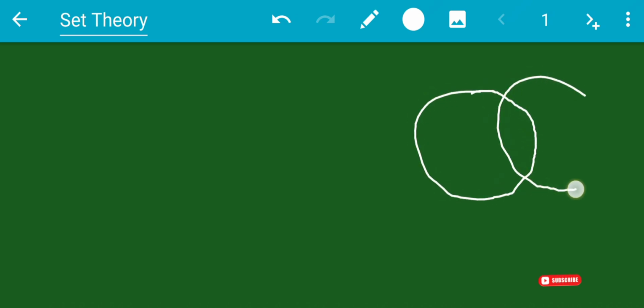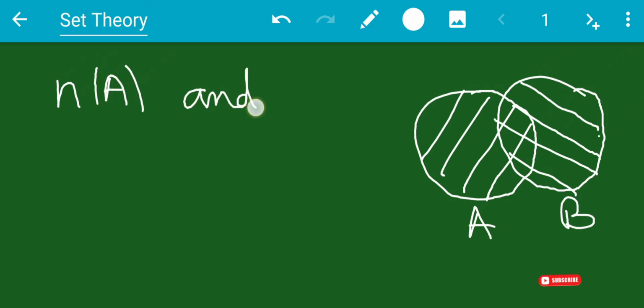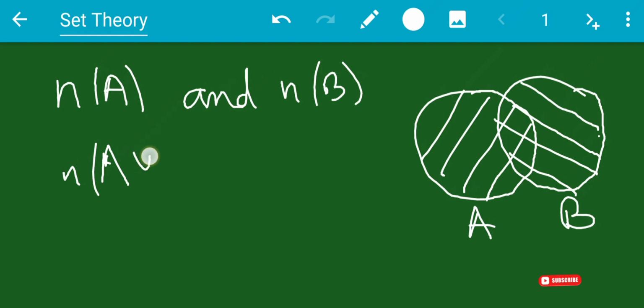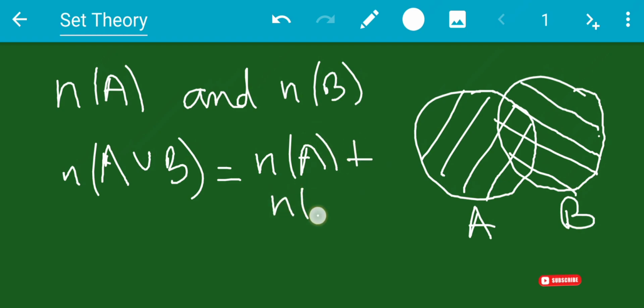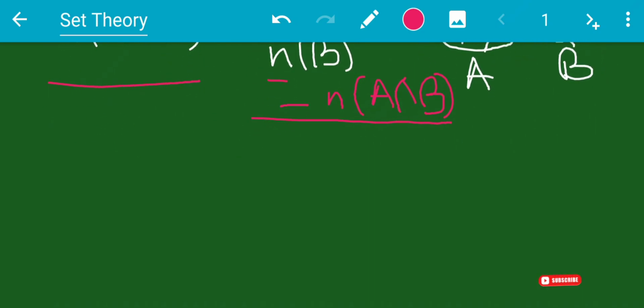Suppose you have these two sets A and B. This is the element of set A and this is the element of set B. So you have n of A, the number of elements of A, and n of B, the number of elements of B. Then the number of elements in A union B is, we can write like this, n of A plus n of B. But there is a problem: because of this portion, we compute it twice, once for A and once for B. So we subtract this portion, which is n of A intersection B.